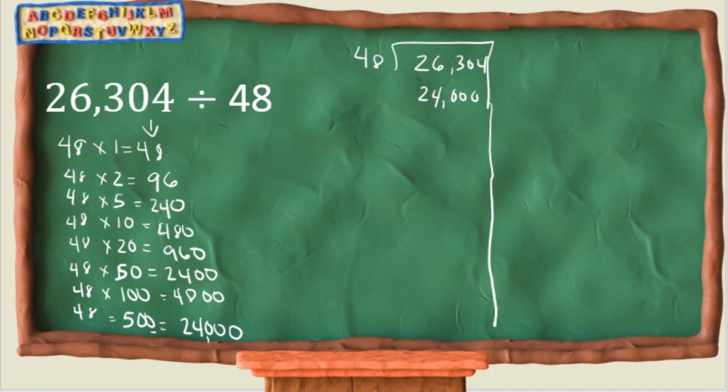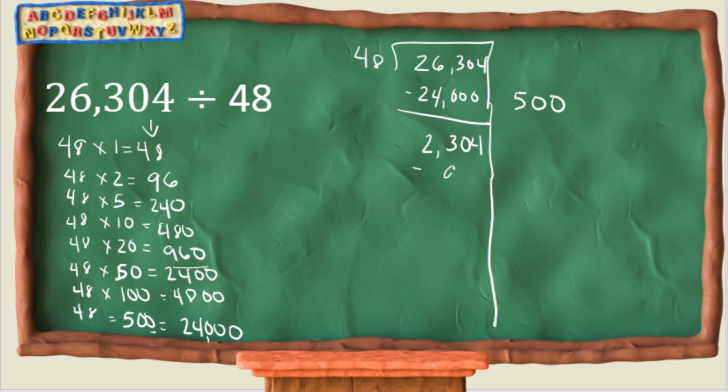So I'm going to subtract that. And how did I get this 24,000? 48 times 500. So I'm going to put 500 on the side and go ahead and subtract. So that's 403. So 2,304 is left. So I need to see how much I can pull out of 2,304. So 2,400 is close, but it goes over, so that is not useful. So my next useful number is 960.